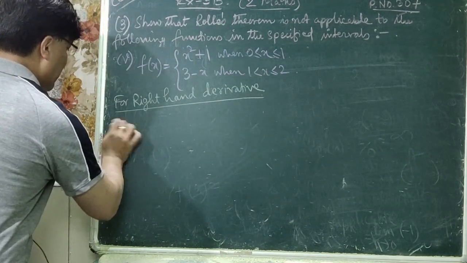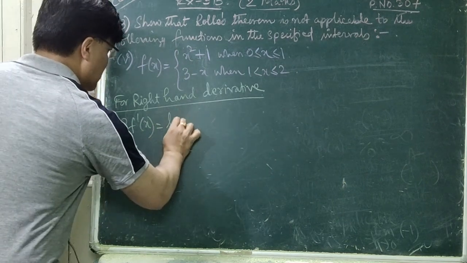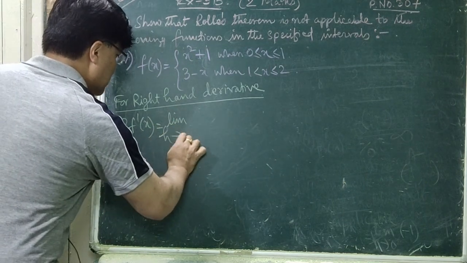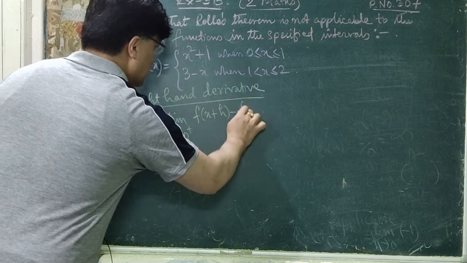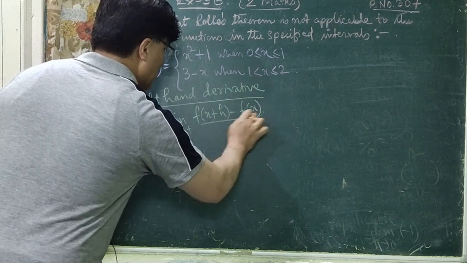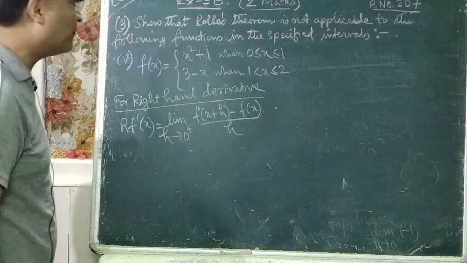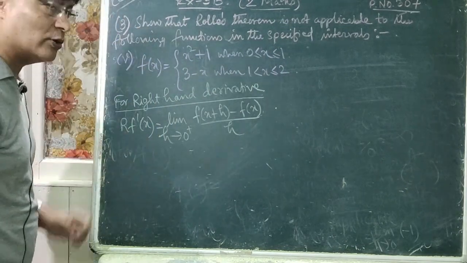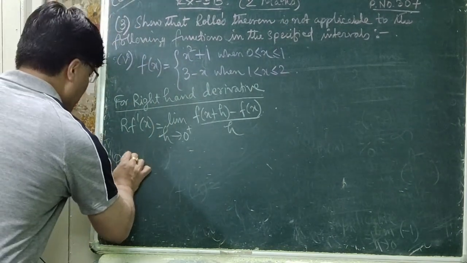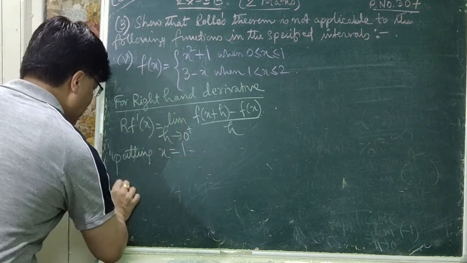So here you can write capital R f dash of x is equal to limit h tends to 0 plus f of x plus h minus f of x this whole divided by h, right? So since we are checking the differentiability of the function at x is equal to 1, so you put x is equal to 1 here. So putting x is equal to 1. So what do we get now?